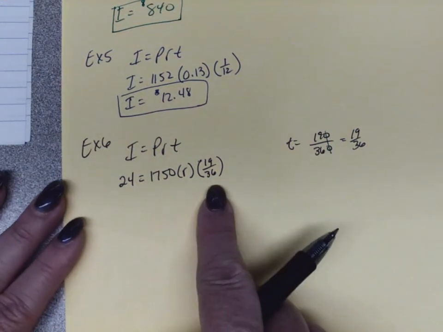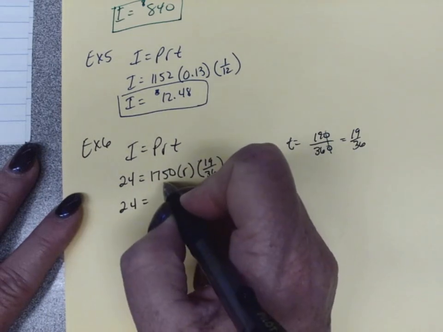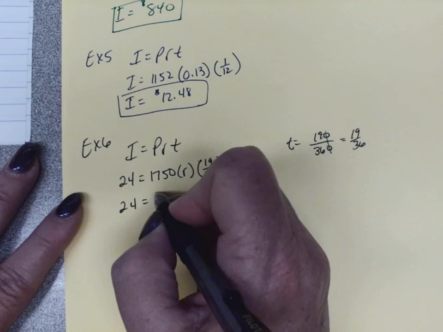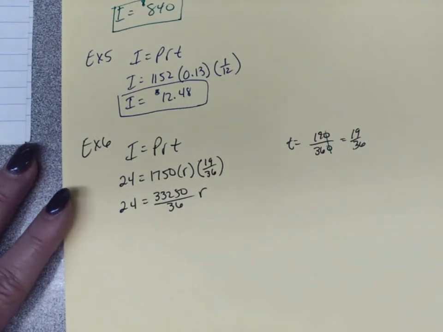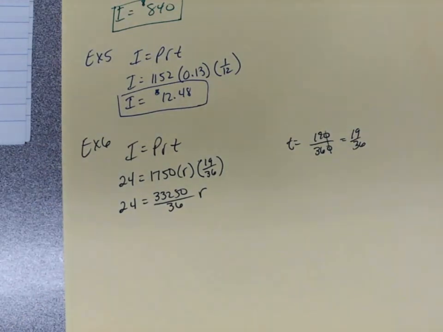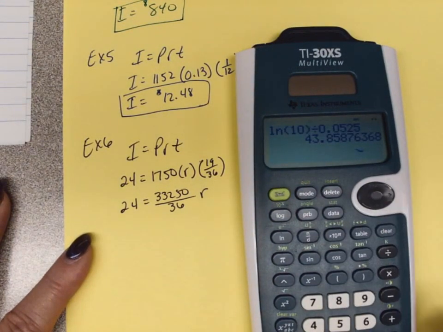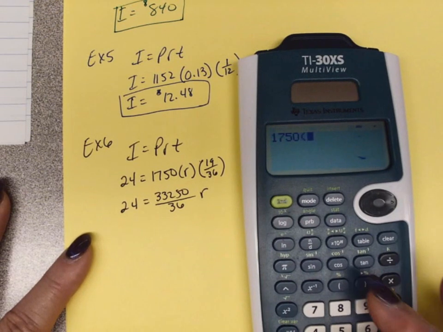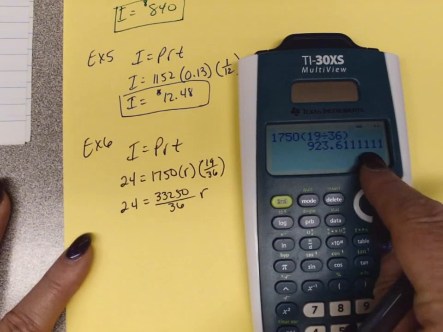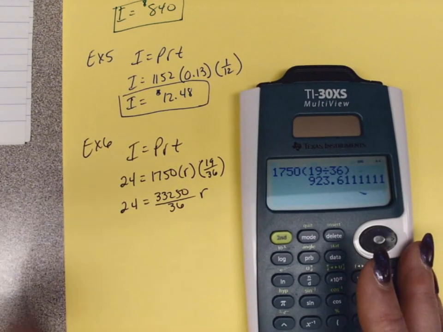So again, I'm going to multiply this side together. So I have 24 equals 33,250 divided by 36 times R. So what did I do here? Well, if I take my 1750 on my calculator, times 19 divided by 36, I get kind of a decimal. You could do that, but then you don't want to round early. If you round early, you'll have an issue.